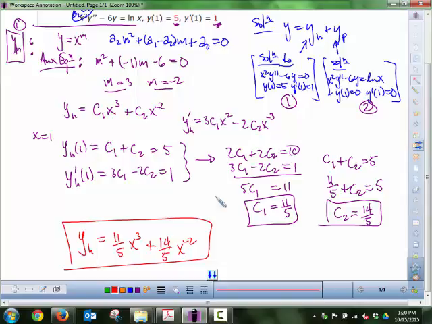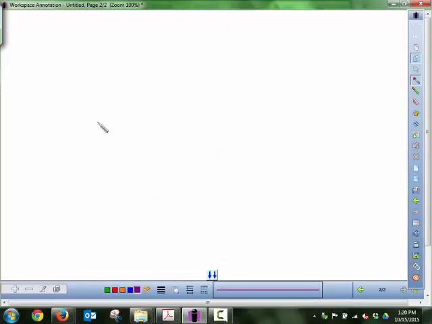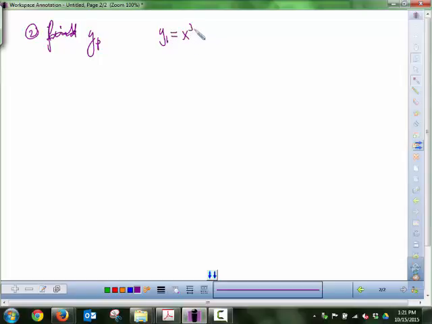Next thing we want is our Wronskian to find the y sub p. So step 2, y sub p. Move off to the next page. Find y sub p. And remember that y1 is equal to x to the third, and y2 is equal to x to the negative 2. All right? So we start with a Wronskian.